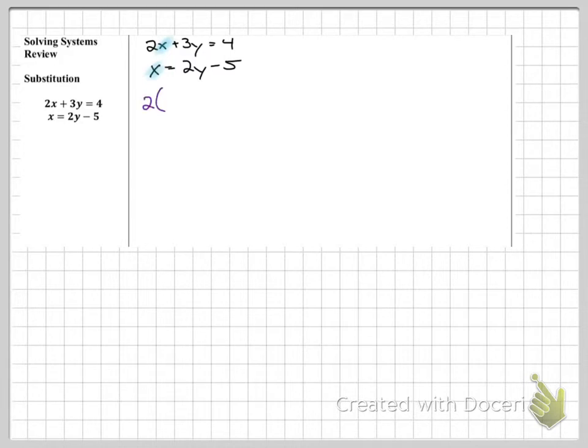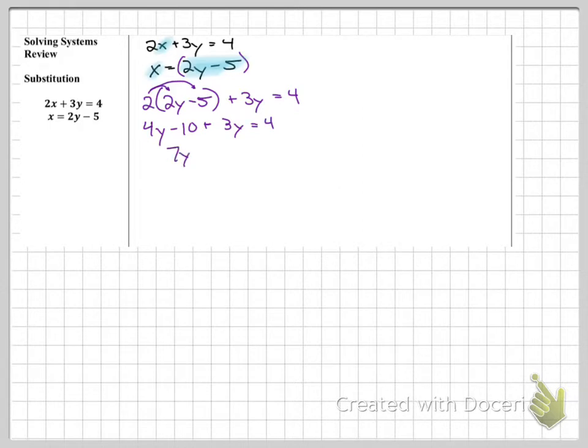Instead of an x, I'm going to plug in 2y minus 5, and then finish the rest of that top equation. So I plugged 2y minus 5 in for x. Now I only have one variable. Let's finish solving. Distribute. Combine like terms. Oops, step ahead. Add the 10. And you can easily solve for one variable.